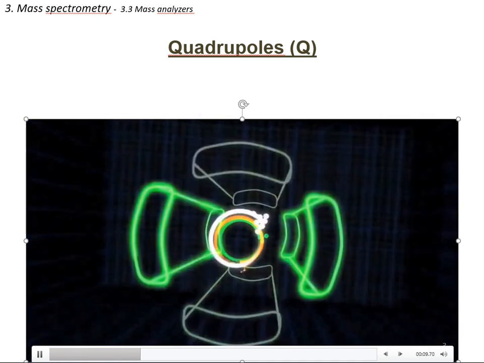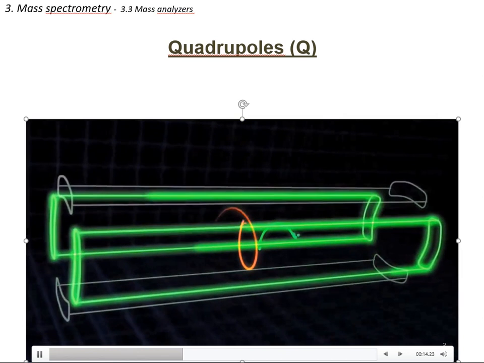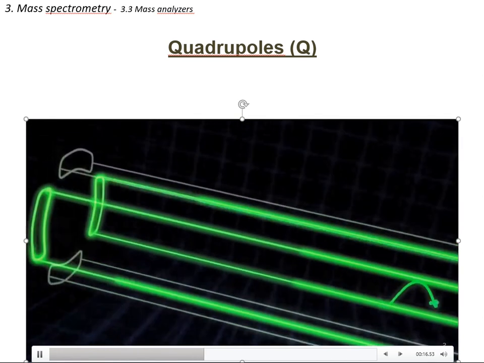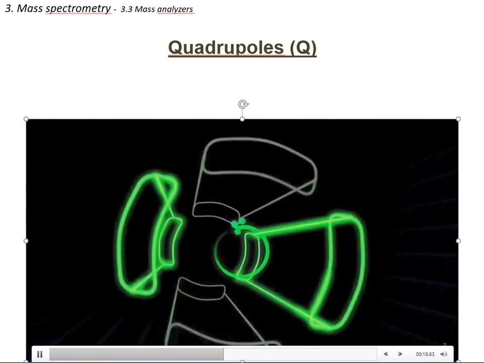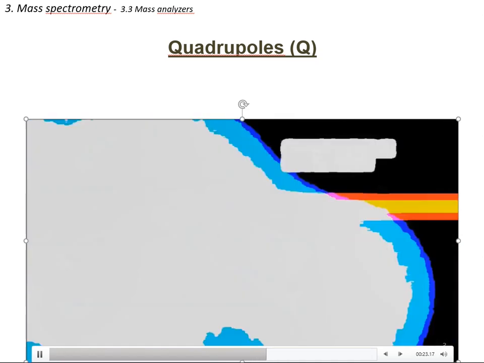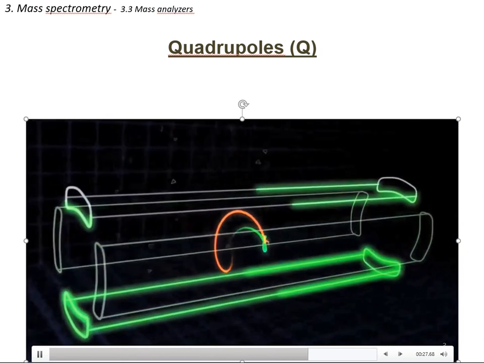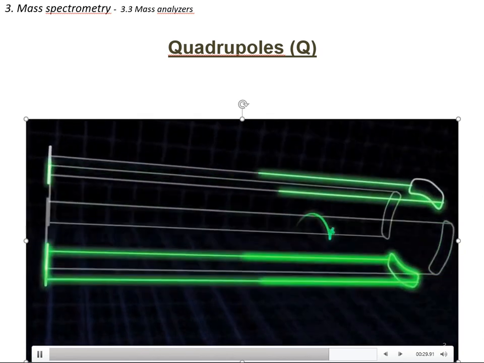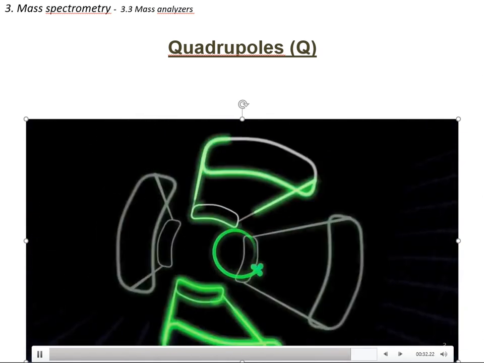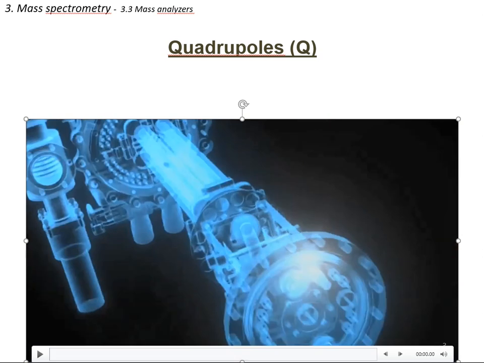So this is a quadrupole, and this is the trajectory of the packs of ions. Depending on their mass to charge ratio, some of them won't make it to the detector, while some of them will be detected. So this is the principle. This electrostatic field in this particular device will select a particular mass to charge ion. So basically it acts as a filter for the ions.